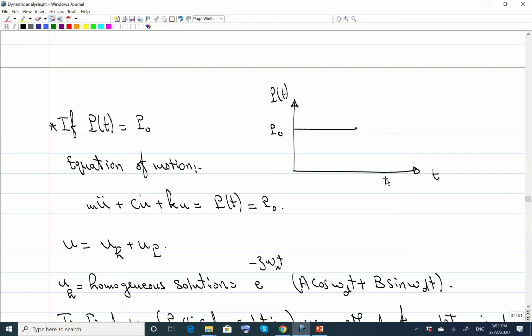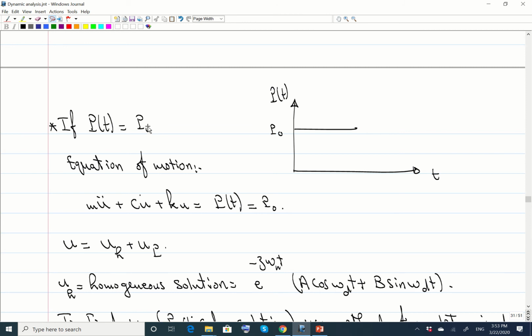So at time 0, or just a little bit before time 0, there were no forces, and then suddenly at time 0 you apply a force equal to P node, and then you keep it on the structure. So how will the structure perform under the application of a sudden constant force?